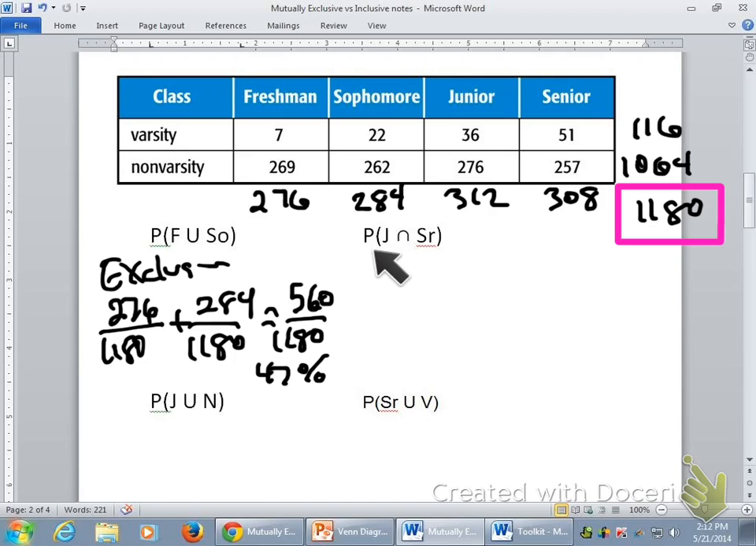Now what's happening right here? I've got the probability of a junior and a senior. Probability of a junior and a senior. Are these mutually exclusive or inclusive?